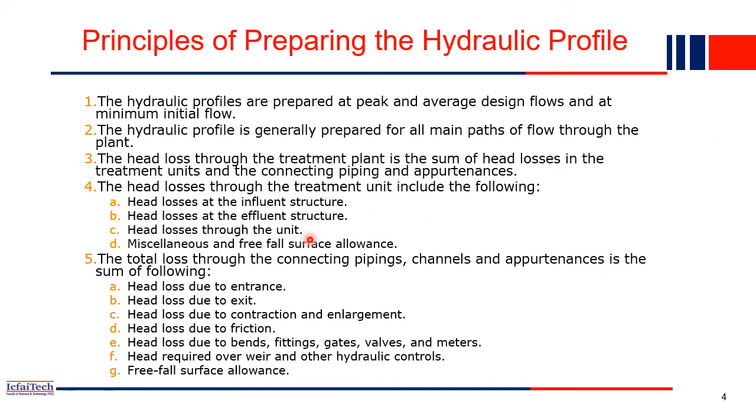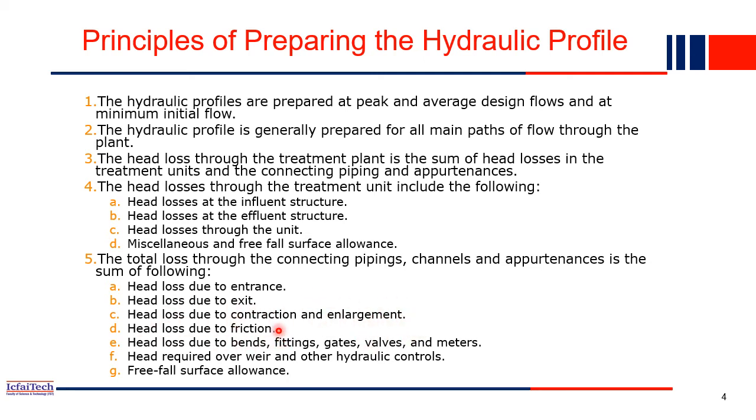This is the head loss through the unit. When water is passing in the unit, there also head loss will be there. And other miscellaneous and free fall surface allowance, all these things will have head loss. Now the total loss through the connecting pipes, channels, and other instruments is the sum of the following. Even head loss due to the entrance, like water will go through a pipe. When it is going inside the pipe, there will be an entrance, and in the entrance there will be head loss. During exit of this pipe, there will be head loss. Then in some portion the pipe will be narrow, some portion wide. So contraction and enlargement, there also head loss will be there.